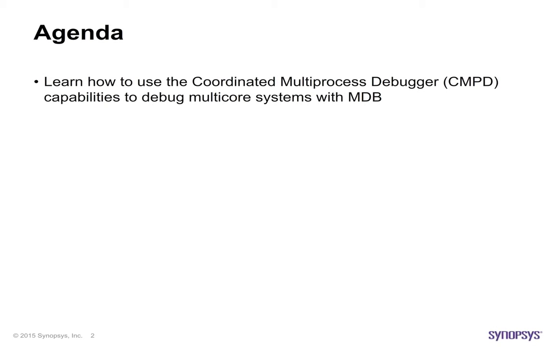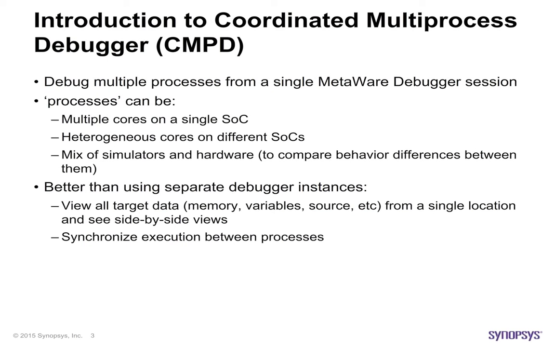In this session, we'll introduce the Coordinated Multiprocess Debugger, or CMPD, feature of MDB and demonstrate how it can be used to efficiently debug a multi-core system. CMPD allows you to debug multiple processes from a single Metaware debug session. Commonly, each process represents a single core on a multi-core SoC, where the cores are connected via a JTAG chain.